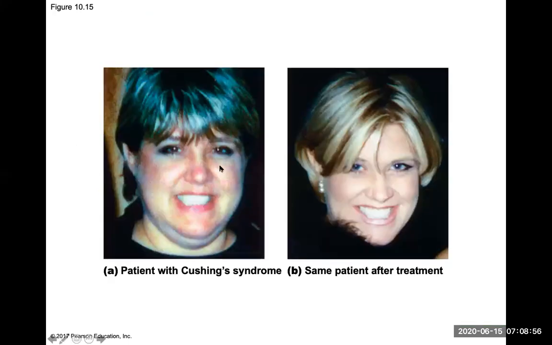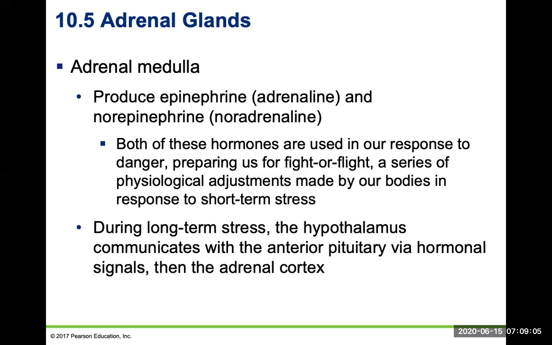Here's a patient with Cushing's syndrome and after treatment. So you can see a very noticeable difference after treatment from Cushing's syndrome. The adrenal medulla produces adrenaline and noradrenaline, or epinephrine and norepinephrine. Both of these hormones are used in our response to danger. They're physiological adjustments made by our bodies in response to short-term stress.